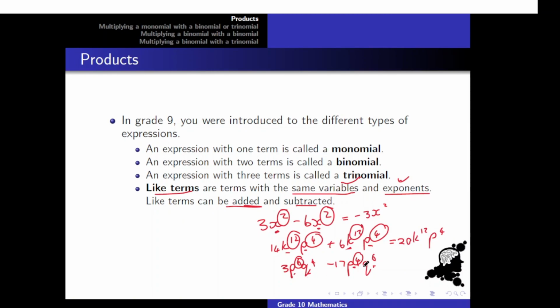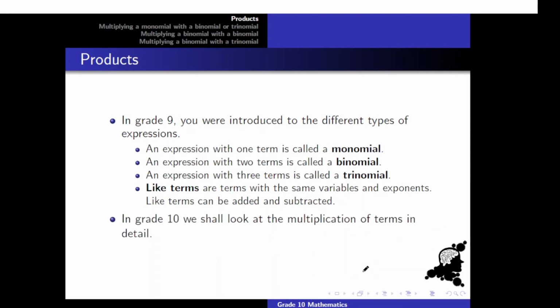In the third example, because these are unlike terms, we cannot add or subtract them. So please take note of this. Only like terms can be added and subtracted. In grade 10, we will look at the multiplications of terms in detail.